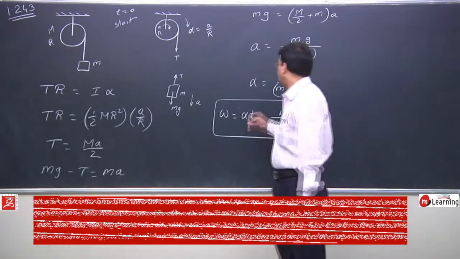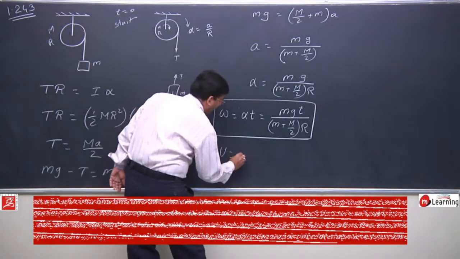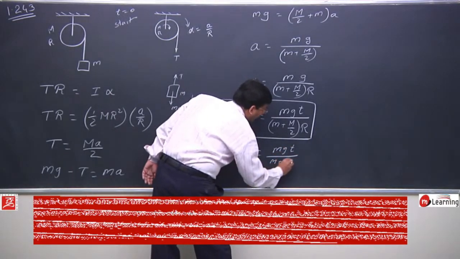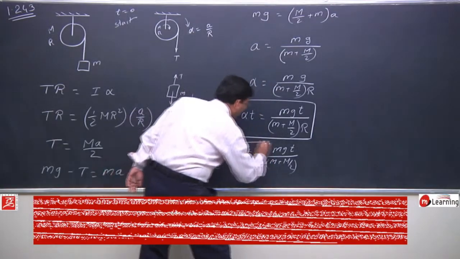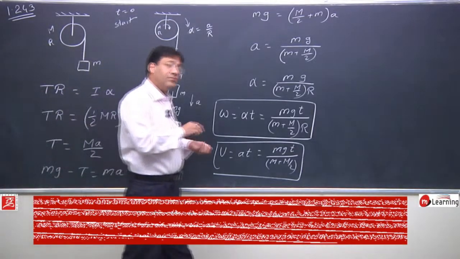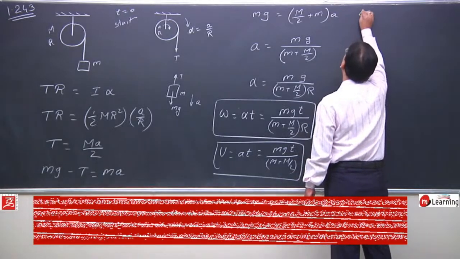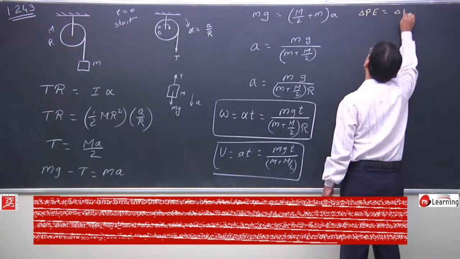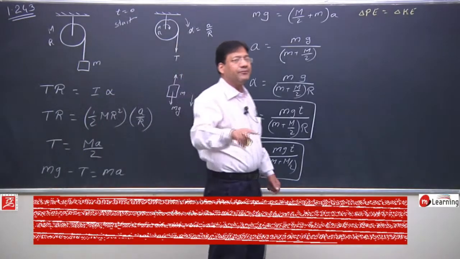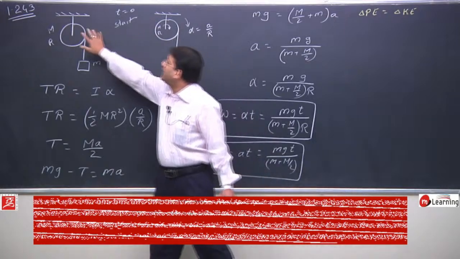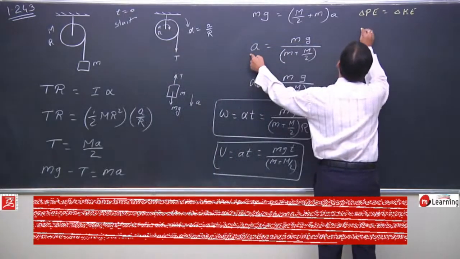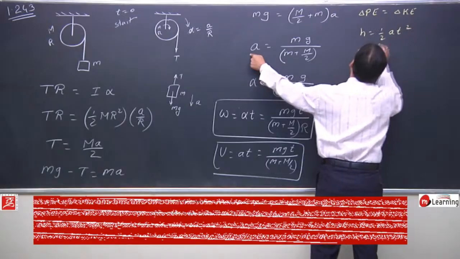मैं दो तरीके से कर सकता हूं. मैं velocity भी लिख सकता हूं as at, mgt upon small m plus capital M by 2. अब मैं काइनेटिक एनर्जी as a function of time दो तरीके से लिखूंगा. एक तरीका तो होगा, decrease in potential energy would be equal to increase in kinetic energy of the system. इस मास की पोटेंशियल एनर्जी कम होगी. एक्सीलरेशन कांस्टेंट है तो मैं कहूंगा h इज इक्वल टू हाफ at स्क्वायर.